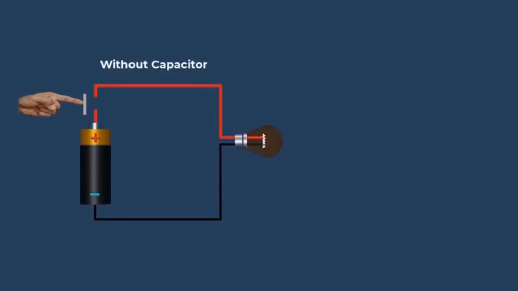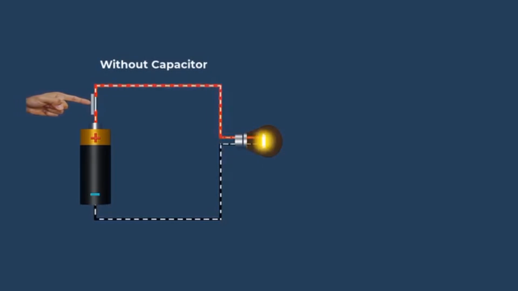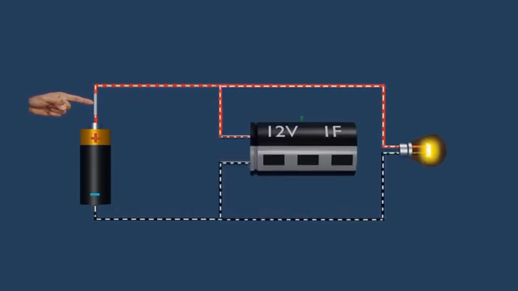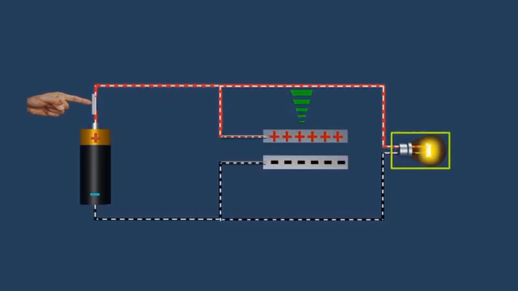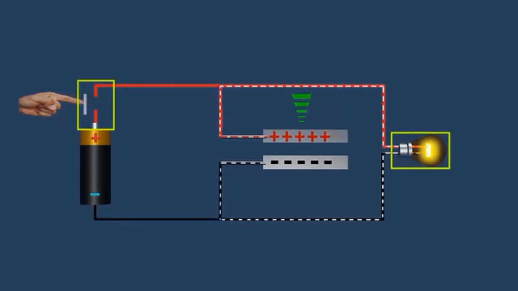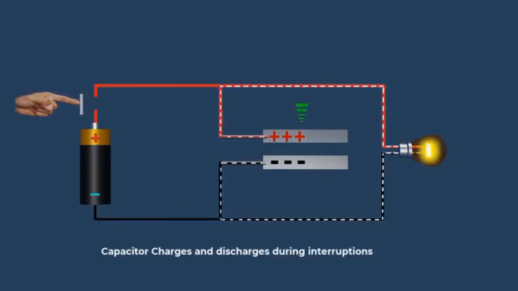If we switch a light bulb on and off rapidly without a capacitor, the light will flash. If we connect a capacitor into the circuit, the bulb will remain illuminated during the interruptions, because the capacitor stores and releases the energy during interruptions.